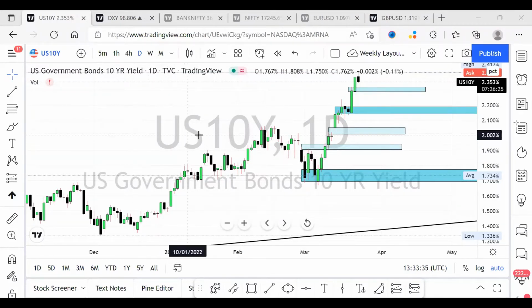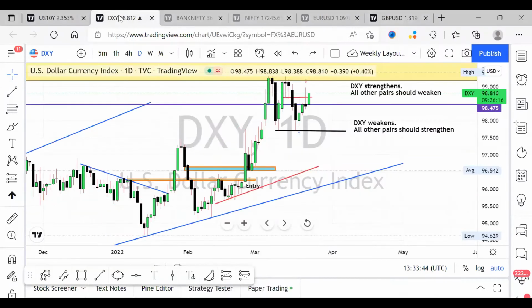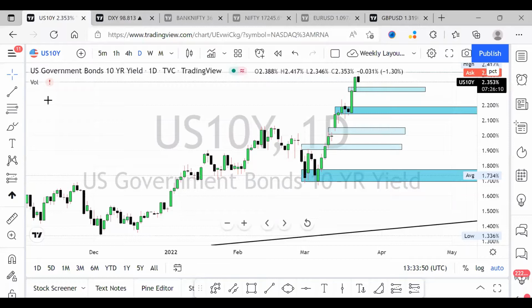One is the US 10Y, which is the government bonds for 10-year. And the next one is the dollar index. Okay, those two, first of all, must be checked every single day. If those two are not checked every day, you're not going to get your analysis right.